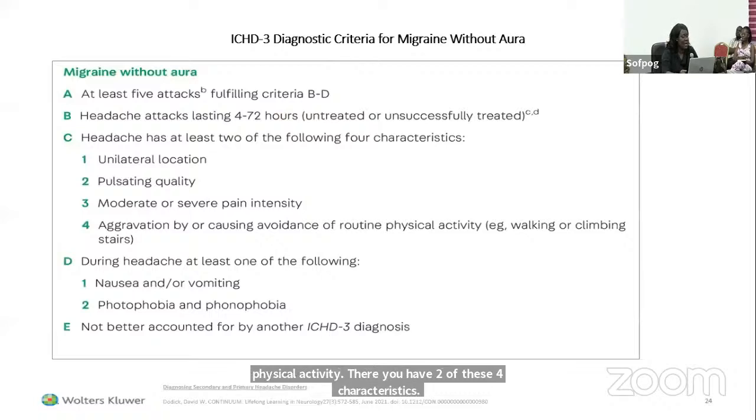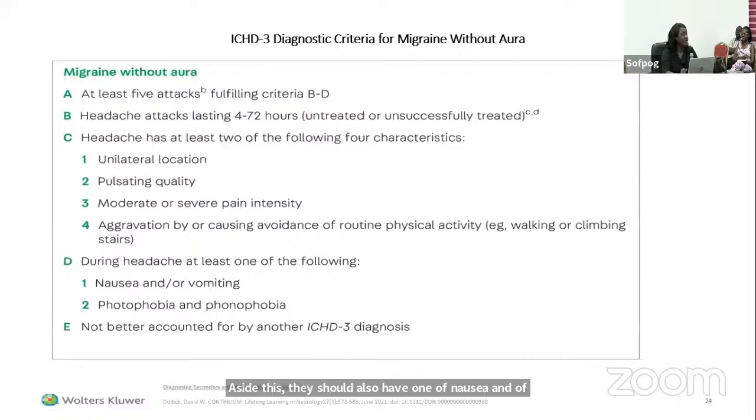Aside from this, they should also have nausea and/or vomiting, or photophobia and phonophobia as well. And of course, the whole symptom should not be better accounted for by another ICHD-3 diagnosis.